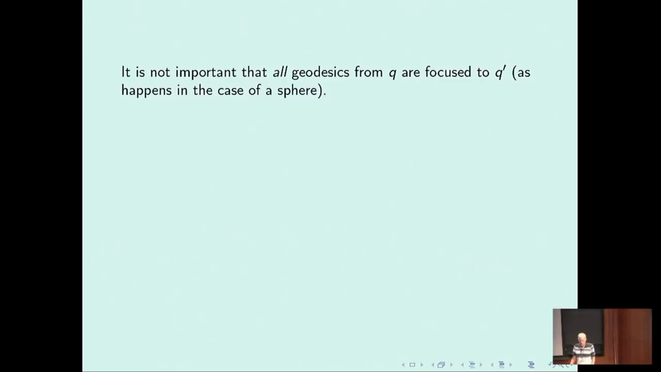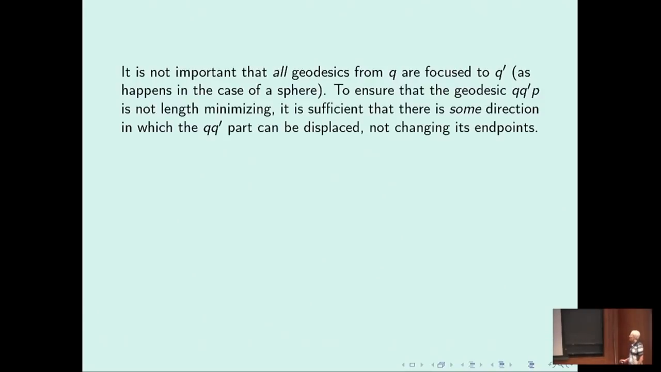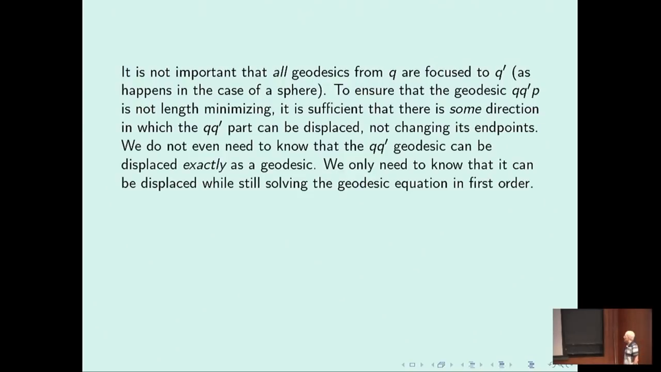Now, it's not important that all geodesics from Q are focused to Q prime, which is what happens in the case of a sphere. All we used in the argument was that there was some direction in which the QQ prime segment could be displaced, not changing its endpoints. And we didn't even need to know that the QQ prime geodesic can be displaced exactly as a geodesic. All we really need to know is that it can be displaced while solving the geodesic equation in first order.